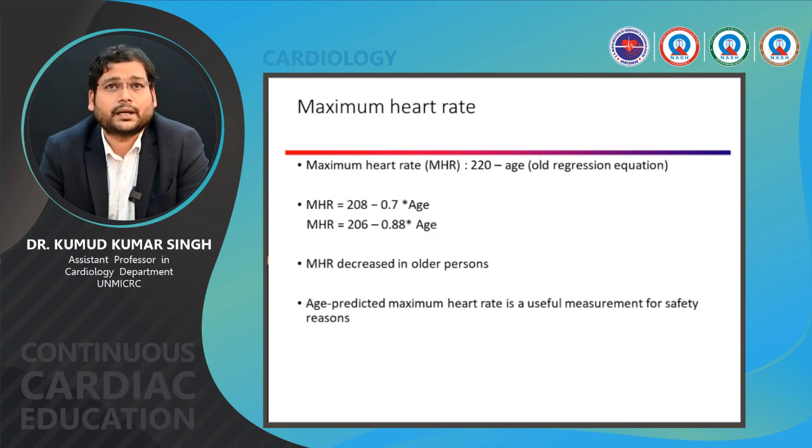So what is maximum heart rate? The maximum heart rate can be calculated by the old regression equation, that is 220 minus age. We have a newer equation: for males it is 208 minus 0.8 times age, and for females it is 206 minus 0.88 times age. The maximum heart rate decreases in older persons, and the age-predicted maximum heart rate is a useful measurement for safety reasons.